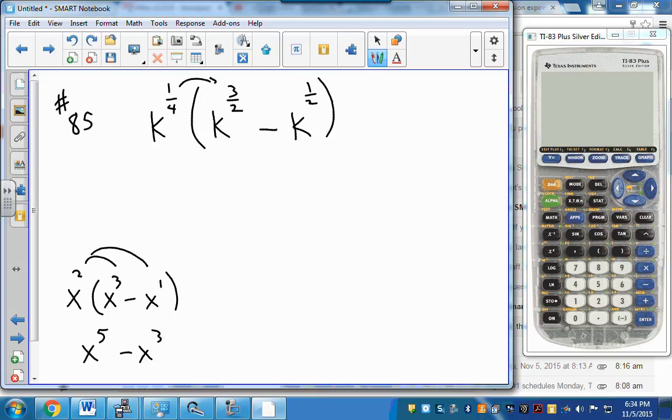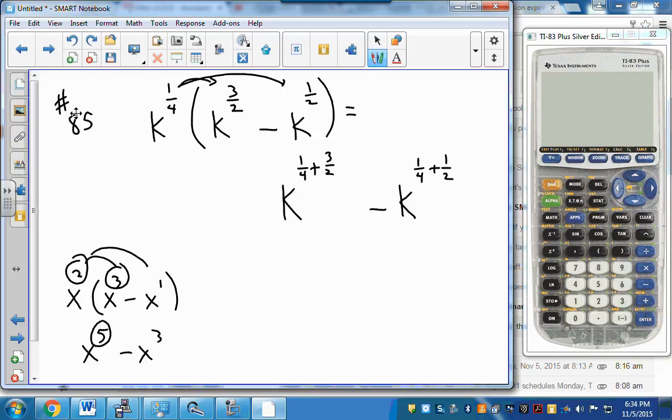We're going to multiply in here, and we're going to add those exponents. So this becomes k to the 1/4 plus 3 halves. We'll have to do that. And then we multiply again, and we get k to the 1/4 plus 1/2. You're always adding the exponents when you multiply, just like down here, right? 2 plus 3 is 5.